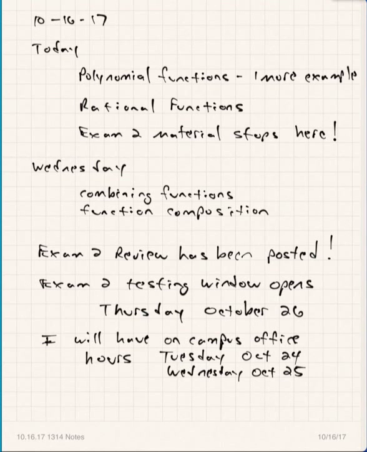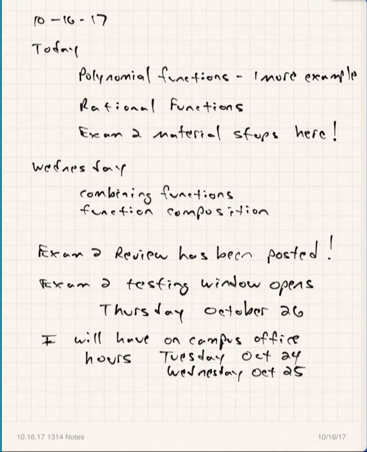Today I'm going to do one more example on polynomial functions. I've got one more that I'm going to work all the way through. I feel like that would be a good way to finish that, with one more video, one more lecture, just going through the whole process of talking about some things with polynomial functions. That'll give us a good chance to review all that.